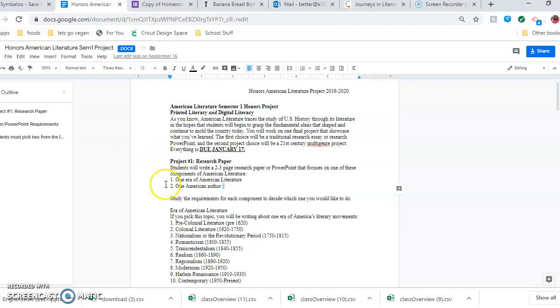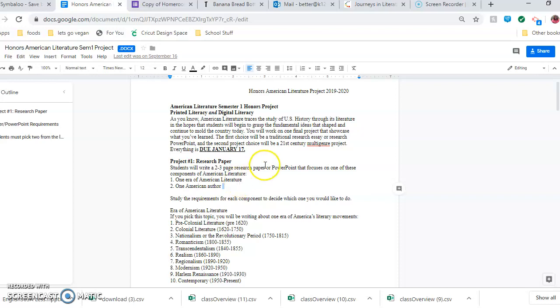Once you've chosen either an era or an American author, that's the focus of the entire honors project. So you'll write a research paper or a research PowerPoint on that author or era, and then you'll also use that era or author in your multi-genre paper. You're not doing two.